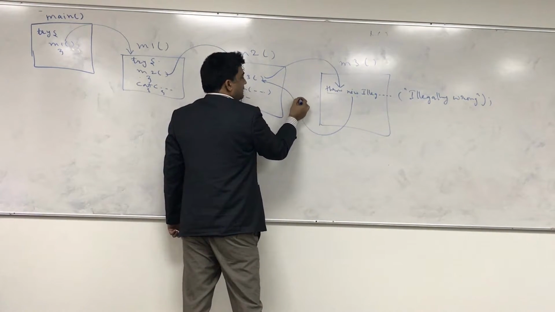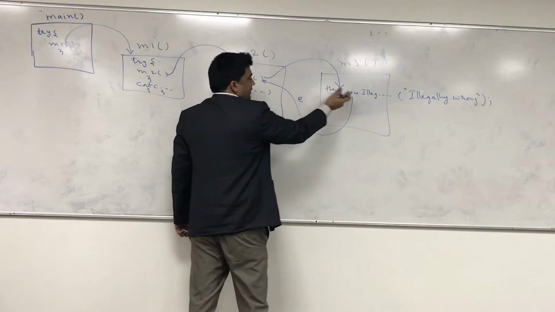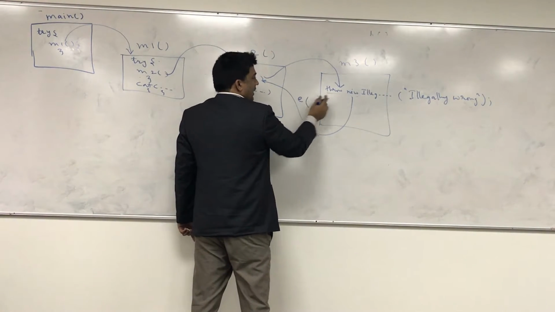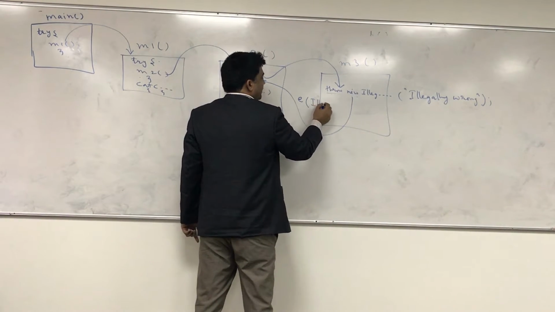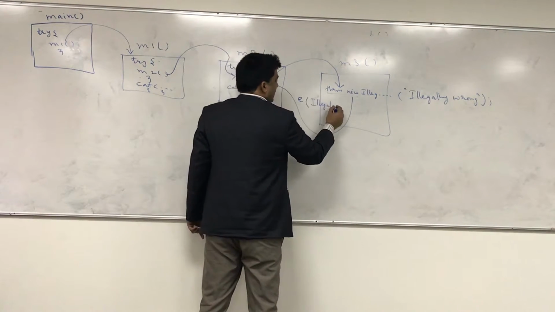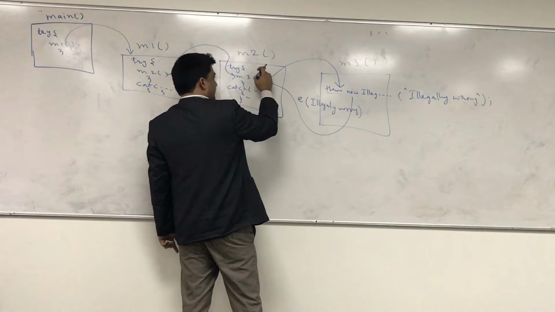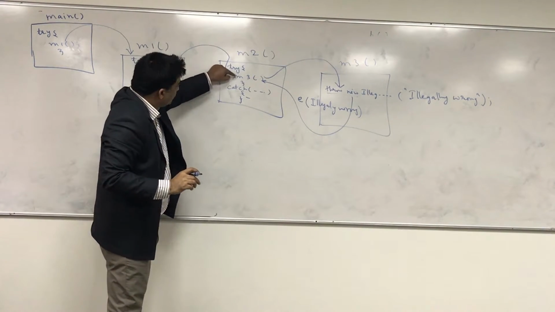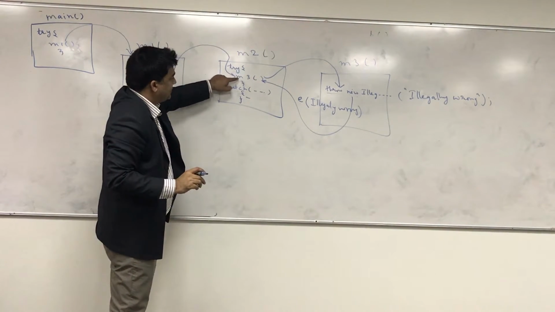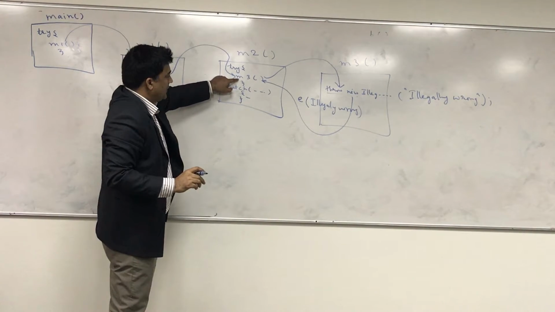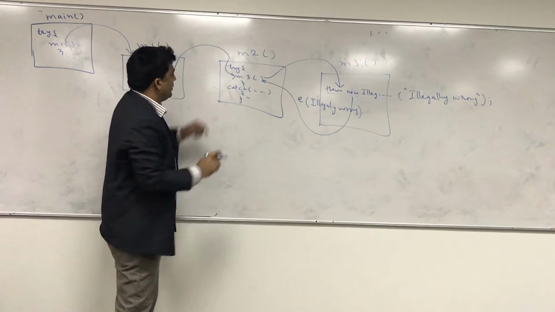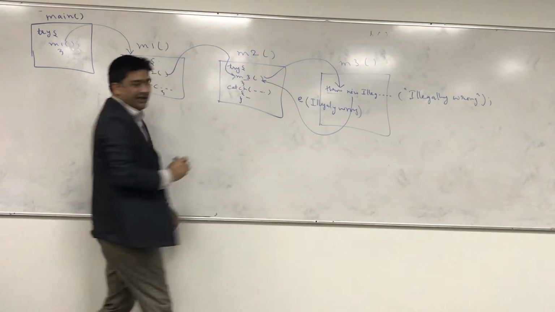The exception occurred, so it returns the message. It returns what? E. Suppose E is the object, right? So E is an object, so it returns E, and this is the message it brings back, illegally wrong. This is inside the object, so it returns it here. So your try block has an exception here, right? And because of this line, you have something here to print.